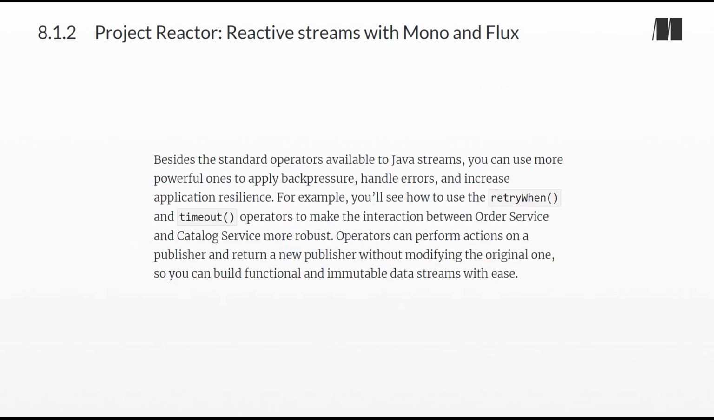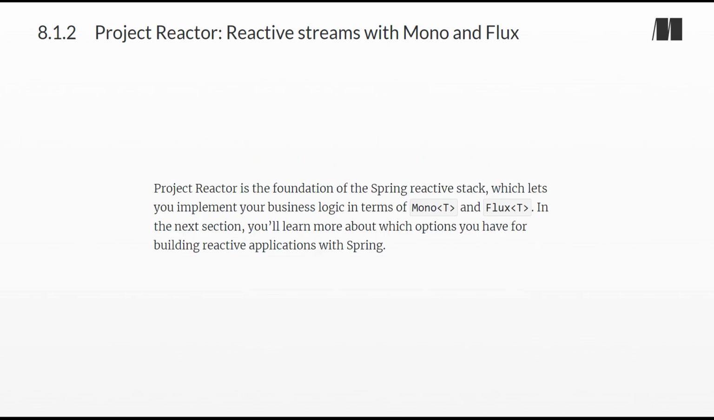Besides the standard operators available to Java streams, you can use more powerful ones to apply backpressure, handle errors, and increase application resilience. For example, you'll see how to use the retryWhen and timeout operators to make the interaction between Order Service and Catalog Service more robust. Operators can perform actions on a publisher and return a new publisher without modifying the original one, so you can build functional and immutable data streams with ease. Project Reactor is the foundation of the Spring Reactive Stack, which lets you implement your business logic in terms of Mono<T> and Flux<T>. In the next section, you'll learn more about which options you have for building reactive applications with Spring.